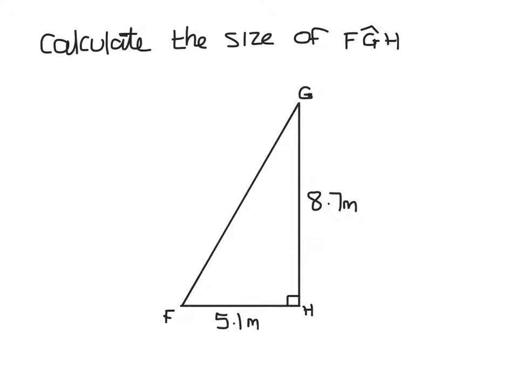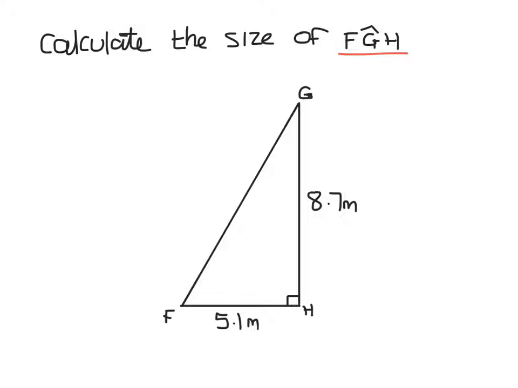In this video, we're going to be looking at using trigonometry to calculate an angle. Now we know it's trigonometry because it's a right angle triangle and there is an angle in there, although we can't see it yet. The question says calculate the size of FGH. Now because it's three letters, we know we're looking for an angle.